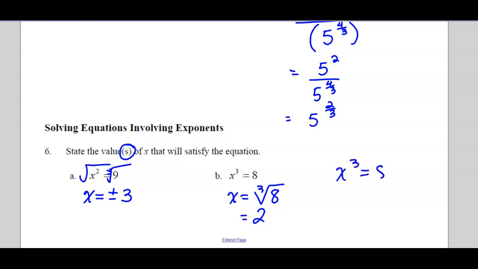Same question here, rather than doing cube root, I could raise both sides to the exponent 1/3, the reciprocal of this. Right? 3 times a third is 1, so I'd end up with x to the 1, which is x. 8 to the 1/3 is 2. Right? So you can either do your radical form or raise each side of the equation to the reciprocal of that exponent. And that might help you with question 7a.